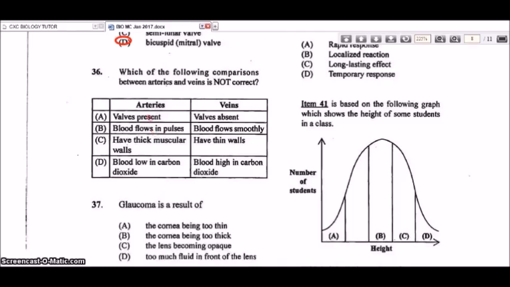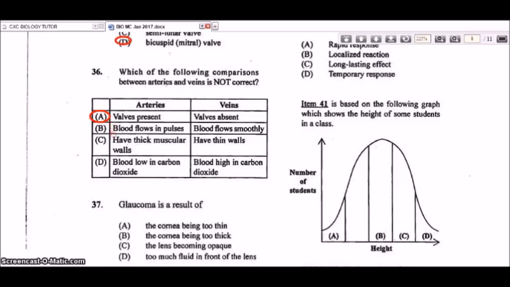Question 36. Which of the following comparisons between arteries and veins is not correct? So the first one is actually the incorrect comparison. A, there are no valves present in arteries. So the valves are only present in the vein. So that set of comparisons is incorrect. All the others are right.